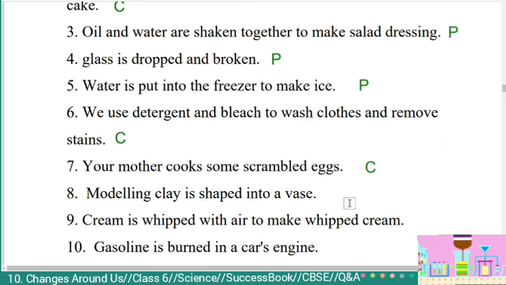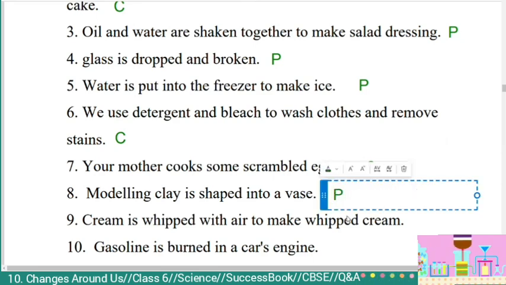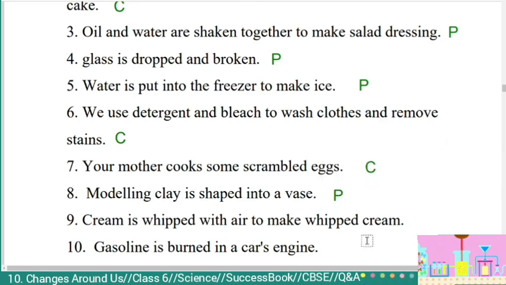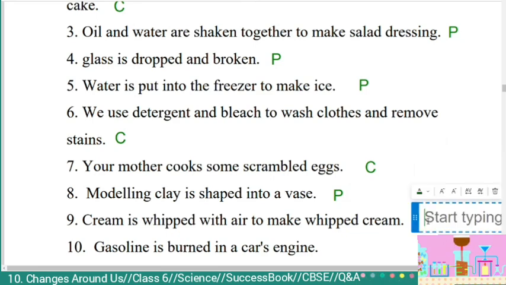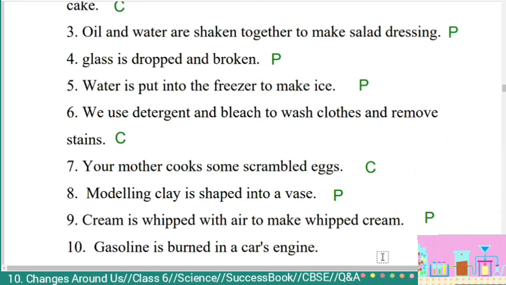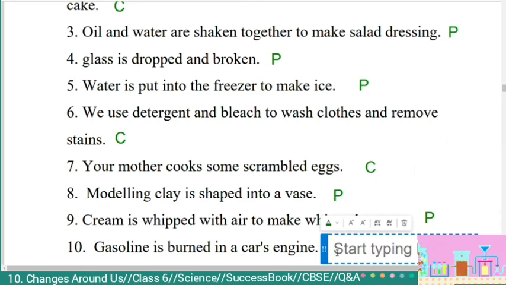Eighth, modeling clay is shaped into a vase. It is a physical change. Ninth one, cream is whipped with air to make whipped cream. It is a physical change. 10th, gasoline is burned in a car's engine. It is a chemical change.